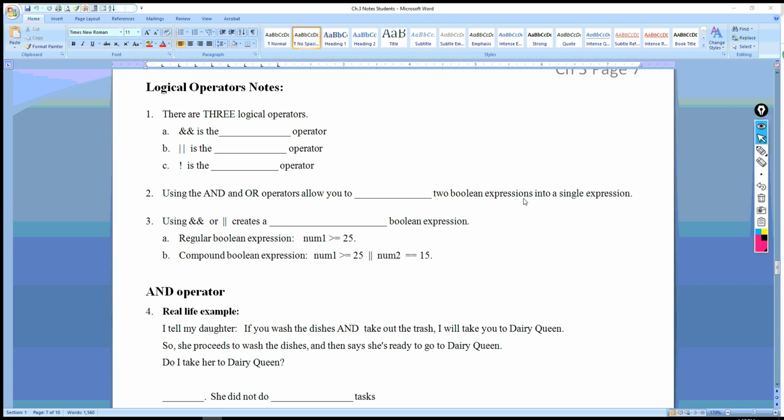Okay, this video is going to take us through logical operators and compound Boolean expressions. There are three logical operators. There is the double ampersand, A-M-P-E-R-S-A-N-D. The double ampersand is the AND operator.